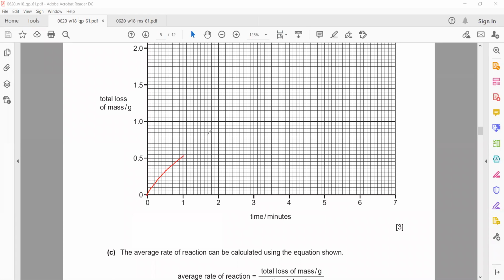So this was the original graph. Use the screen annotation to complete. Example, this was the original graph. If we use a powdered form, how will the shape of the graph change? So it will be steeper, that's right.